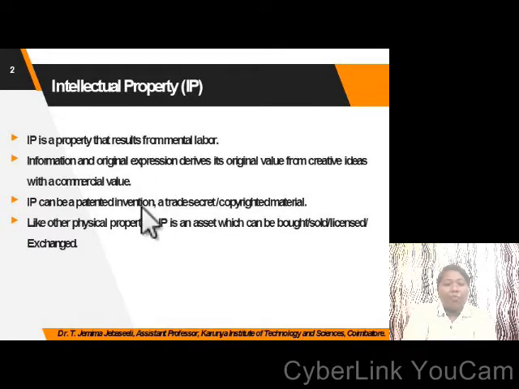One can own their intellectual property, and this can be protected by means of patenting. It can be owned by the individual for his ideas and knowledge, and they can get trade secret or copyrights for whatever content or materials they have. Like other physical properties of day-to-day life, such as land or a building, IP can also be bought, sold, licensed or exchanged.